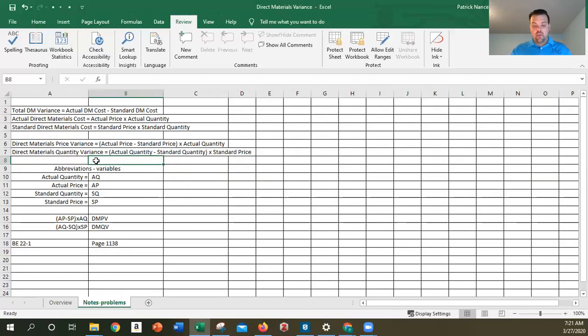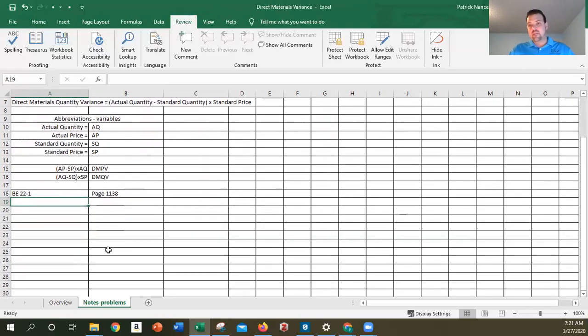So now I want to look at a problem in the back of the chapter on page 1138. I want to look at brief exercise 22-1. Now, for this to be more like class, what I'd recommend, although obviously it's a video, so it's up to you, is pausing the video here and trying to work brief exercise or basic exercise 22-1 on page 1138 on your own, and then starting the video to see how I do it or how it's done, and to confirm that your answer is right.